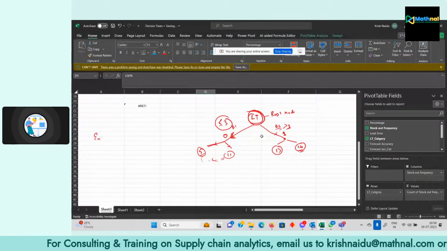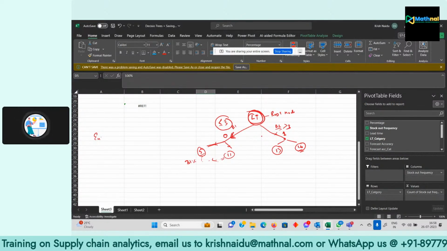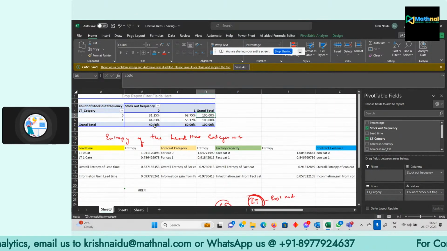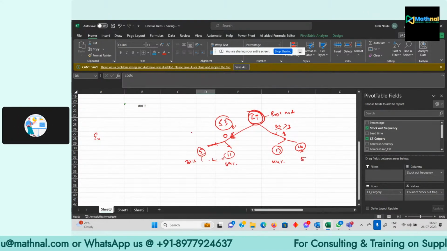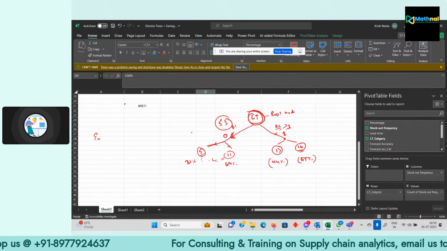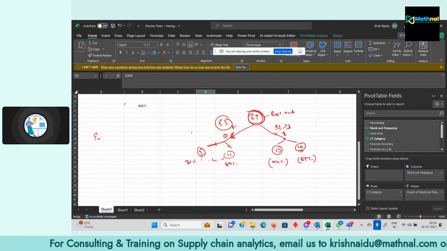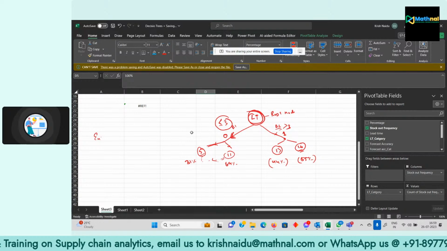31.25% is 31%, and this is 69%. And if you look here, this is 44% and 55%. So we are not getting a very clear understanding of whether lead time is a factor that will tell us clearly whether we are going to have a stock out of an item or not.